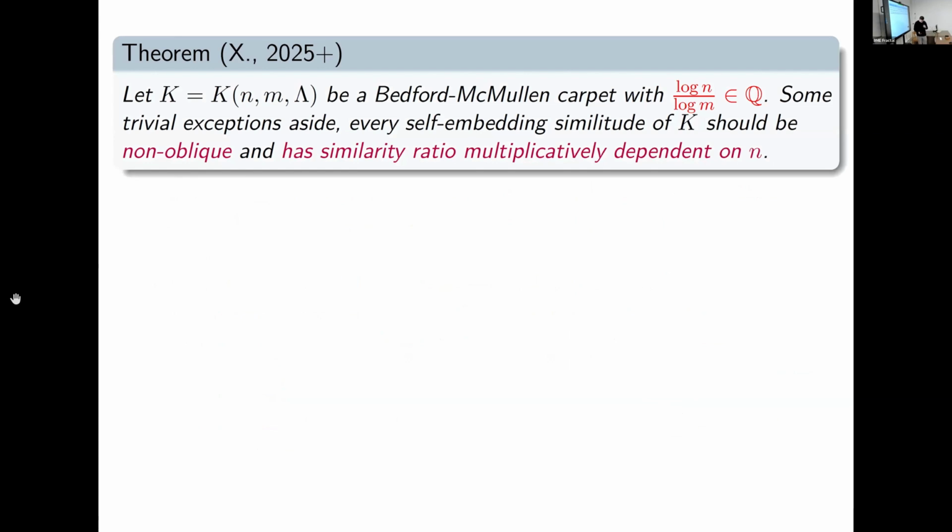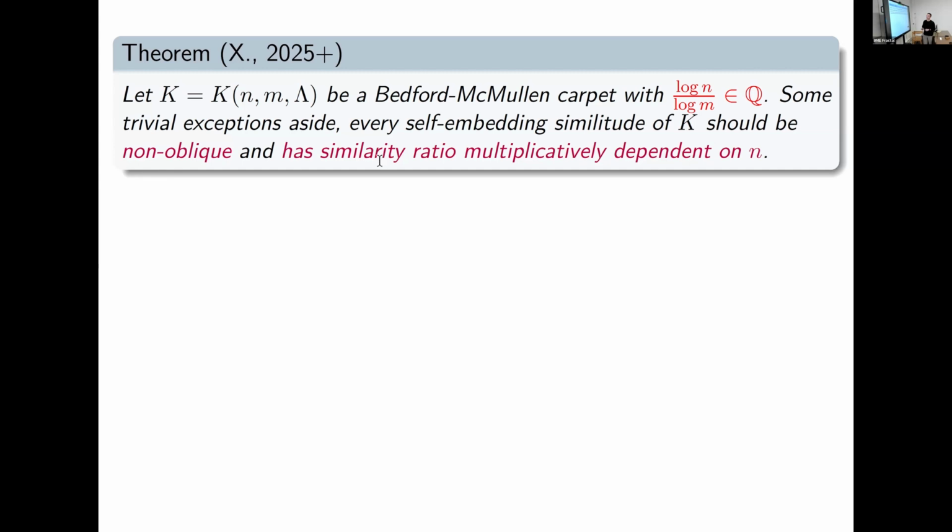So it is quite natural to ask whether we can say something in the dependent case, that is, when n and m are rational powers of each other. Last year I noted that, again, some trivial exceptions aside, every self-embedding similitude of such a carpet in the dependent case should again be non-oblique. So it should again involve no genuine rotations or reflections.